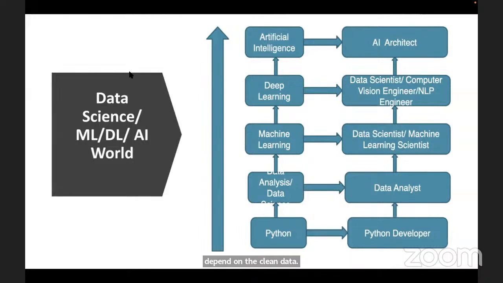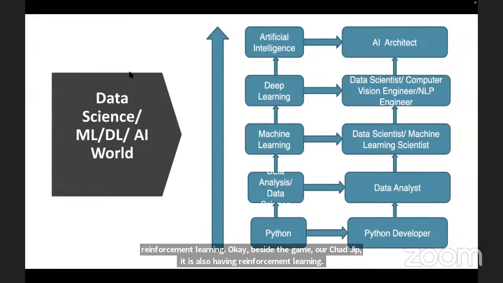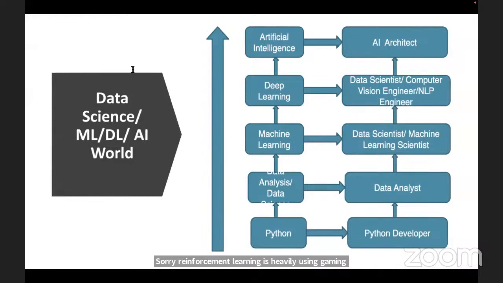Always remember, reinforcement learning is heavily used in the gaming industry, Fatima. Games industry. Google's driverless car is using reinforcement learning. Okay. Besides games, ChatGPT also uses reinforcement learning. So reinforcement learning is heavily used in the gaming industry. Okay, take a note of this.